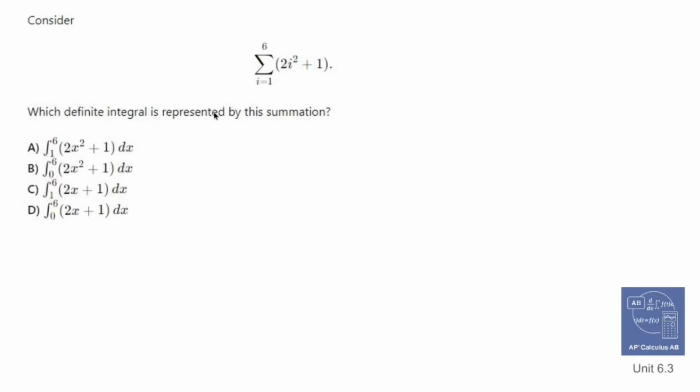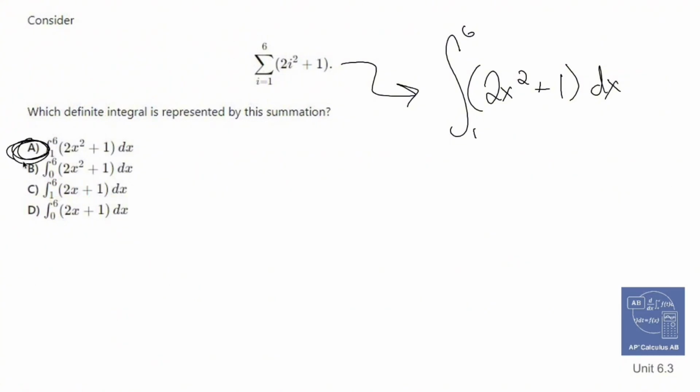Which definite integral is represented by this summation? Well, this is summation notation, and basically it takes the idea of Riemann sums, the idea of adding up a bunch of areas, and turns it into an integral which is supposed to look like that. Since we start at 1 and end at 6, we start at 1 and end at 6. And since I have 2i squared plus 1, it's going to be magically transformed into 2x squared plus 1, and we'll put that in parentheses, and you always attach a dx to the end. So in this case, this guy is going to look like a.